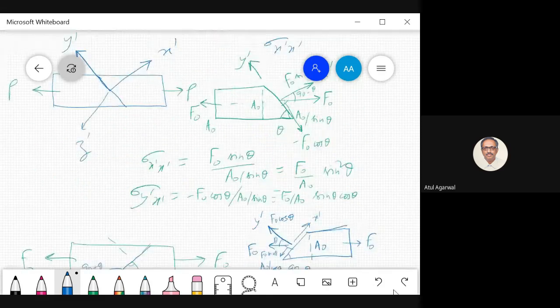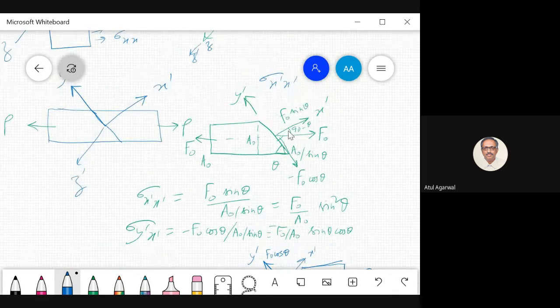Now we have not resolved the sign issue here. Let's go back to the previous case. I had applied F naught. I know it is positive. So x prime is this F naught sine theta. This is F naught cos theta. So there is a negative sign because it is pointing in the negative y prime direction. So I don't see any reason why I should make it positive.